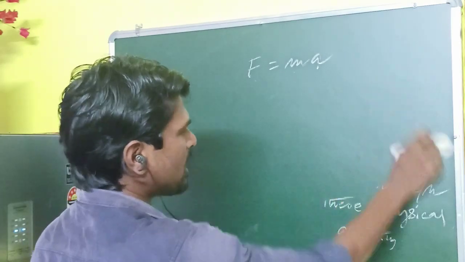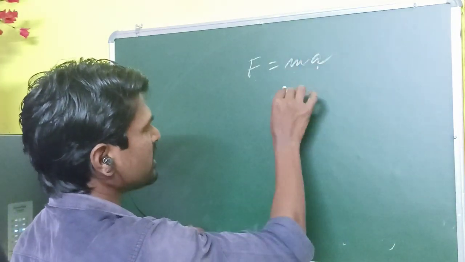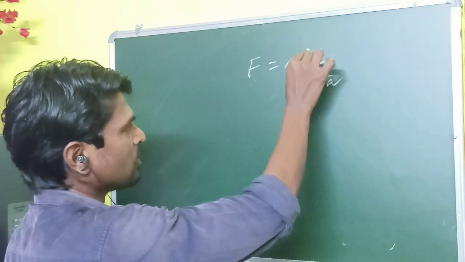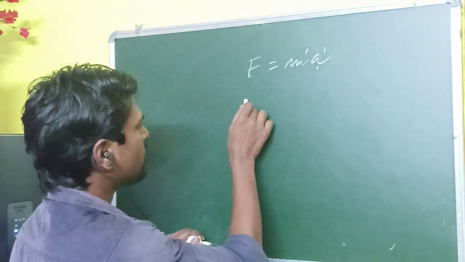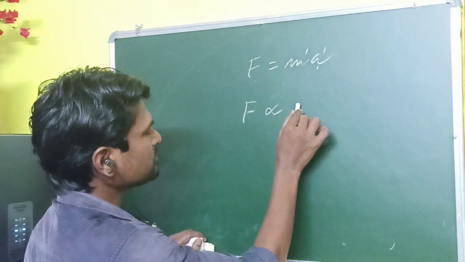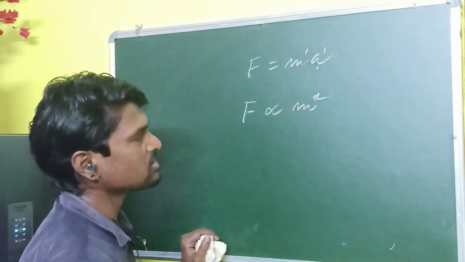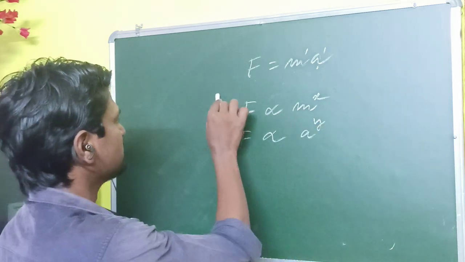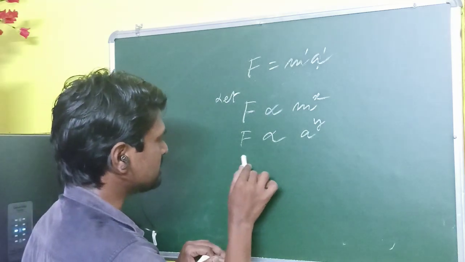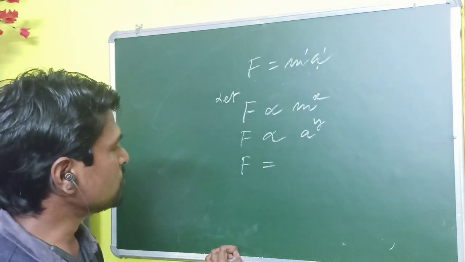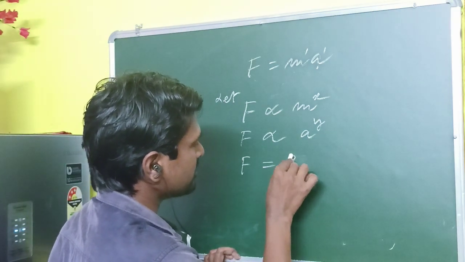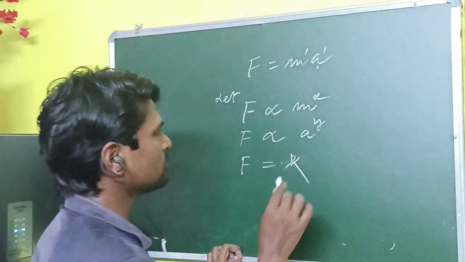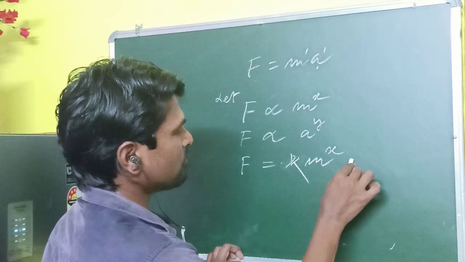We don't know the equation, so what will be its power? It may be m a square, it may be m square a, or it may be m root over a. So first of all, write F is proportional to mass to the power of x, where x is the exponent of mass, and force is proportional to acceleration to the power of y. When this proportionality turns into an equality, you have to take a proportionality constant, which we take as k. I will describe what a proportionality constant is in a later lecture. So F equals k m to the power of x and a to the power of y.